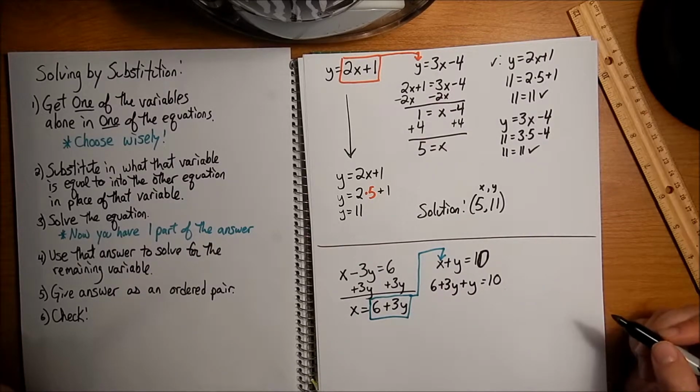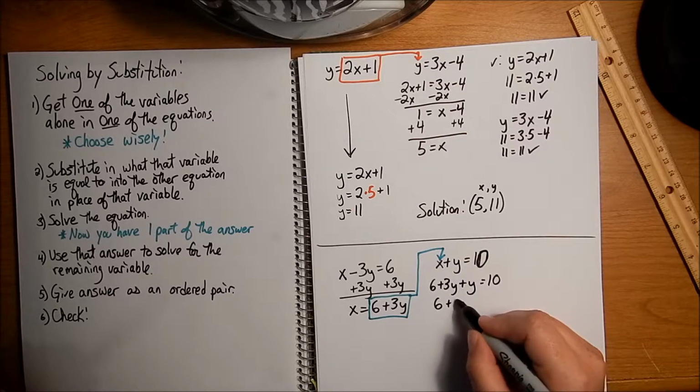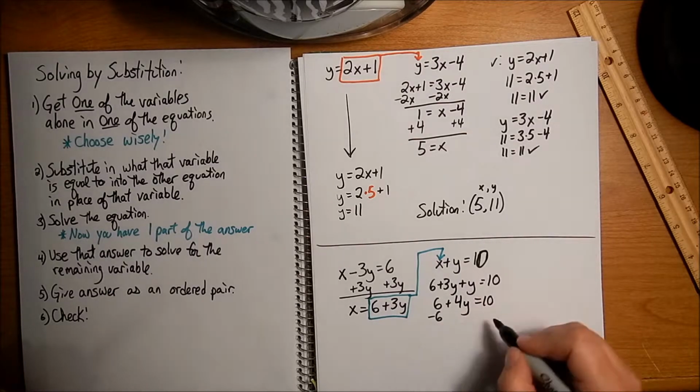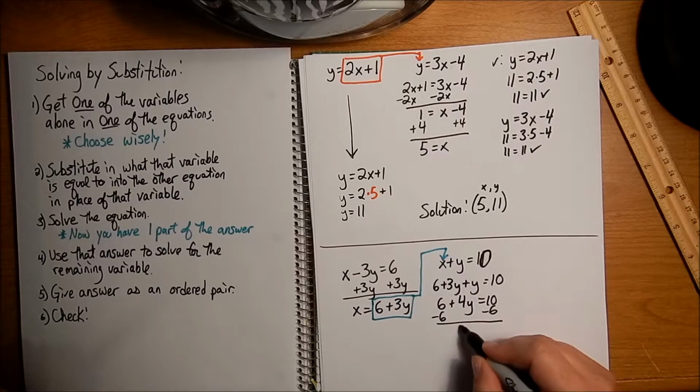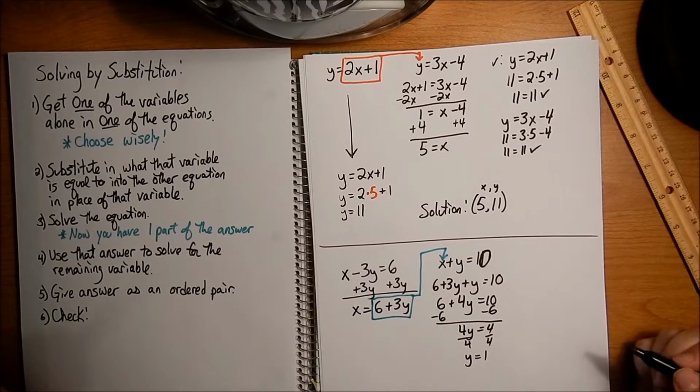This is an equation that I can solve for y. So let's simplify. 3y plus y is 4y. And now I can subtract 6. So I get 4y equals 4. Divide both sides by 4. And it turns out that y is 1.